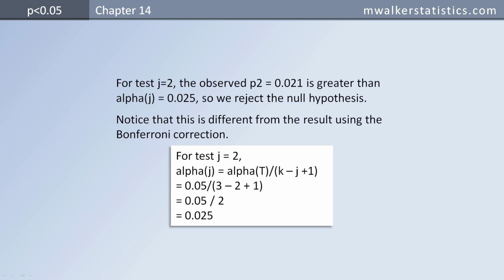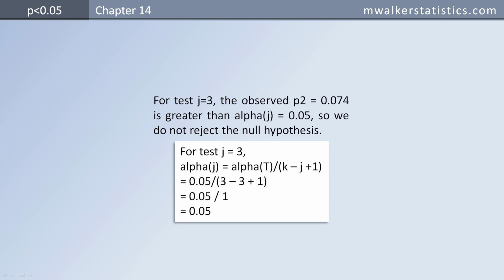For test j equals 2, the observed p2 equals 0.021 is less than alpha j equals 0.025, so we reject the null hypothesis. Notice that this is different from the result using the Bonferroni correction. For test j equals 3, the observed p3 equals 0.074 is greater than alpha j equals 0.05, so we do not reject the null hypothesis.